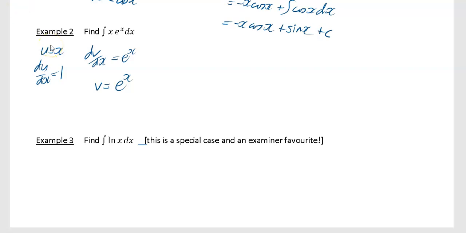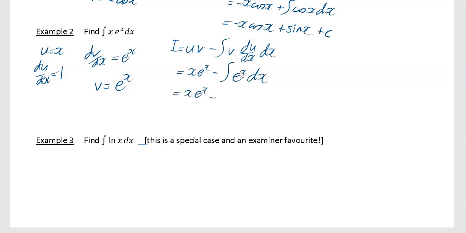okay, so we go on and we can just say our integral is equal to uv minus the integral of v du by dx. So just fill in what you know. Your u was x, your v was e to the x, so it's x e to the x minus the integral, and again it's e to the x just because your du by dx was 1, and then you go on and integrate, you'll get x e to the x minus e to the x integrated is just e to the x, and then plus your constant of integration c.